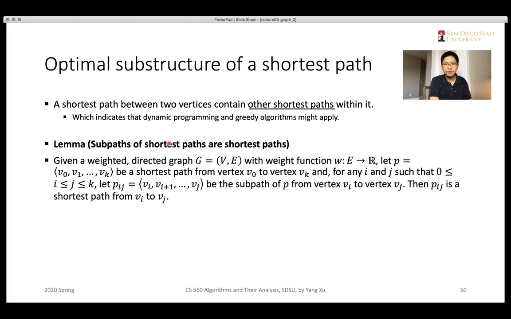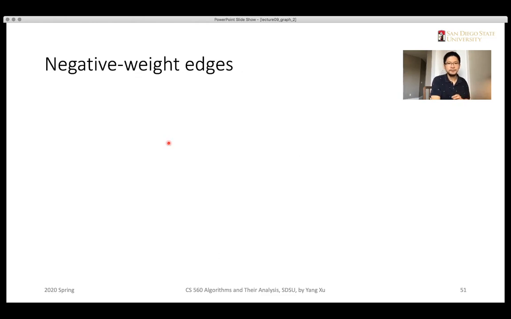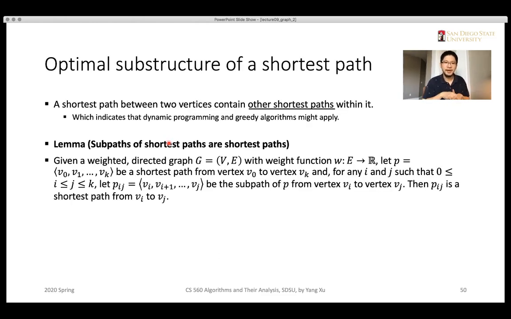The textbook actually uses a lemma to prove that the subpaths of a shortest path are themselves shortest paths. It's a very recursive definition, and an interesting lemma. If you are interested, you can go to the textbook for a more detailed proof of this lemma. It says that given a graph, we use some path P to indicate the shortest path from vertex V0 to Vk, and there could be many other vertices along the way.